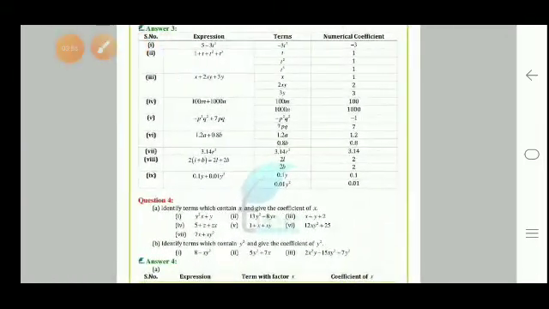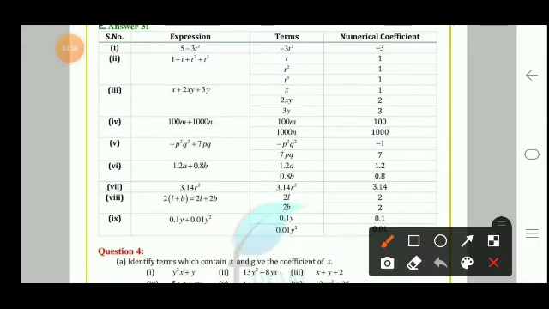Looking here, we are writing this in table form. We have written serial number, expression. For 5 minus 3t square, the term without the constant is minus 3t square, so its numerical coefficient is minus 3. Then 1 plus t plus t square plus t cube, so we have t, t square, t cube, and the coefficients are 1, 1, 1, of t, of t square, of t cube. Then x plus 2xy plus 3y, so we have x, 2xy and 3y, and the coefficients are 1, 2 and 3.